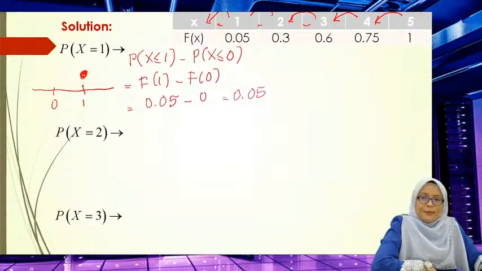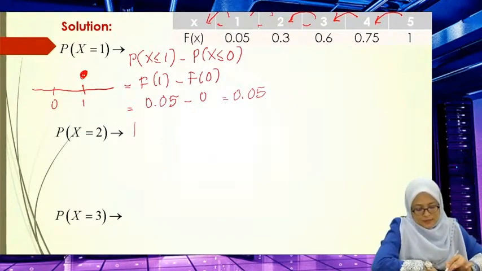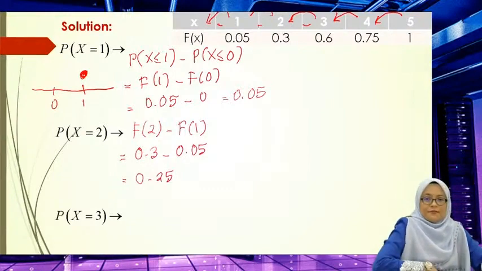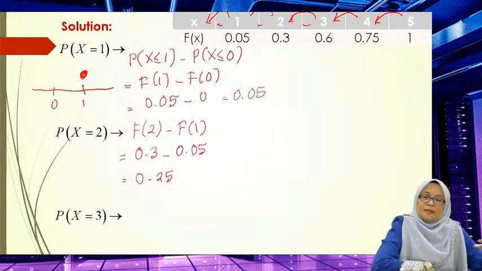Okay, so then for probability X equal to 2, nilai ni kita akan tengok kepada nilai X yang kita ada dalam kita punya table lah. So ini ada 1, 2, 3, 4, 5. So kita akan cari setiap satu X equal to 1, X equal to 2 sampai X equal to 5 lah. Okay, so ini X equal to 2, kita boleh ambil daripada F2 tolak F1. So F2 dia 0.3 tolak 0.05. So kita akan dapat 0.25. So then dan seterusnya lah.